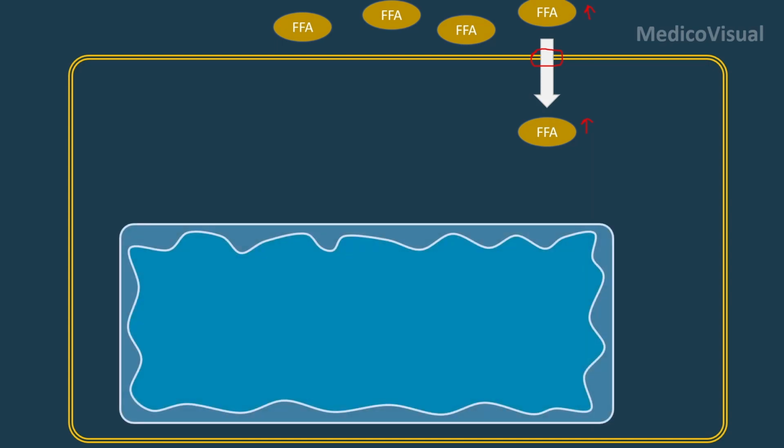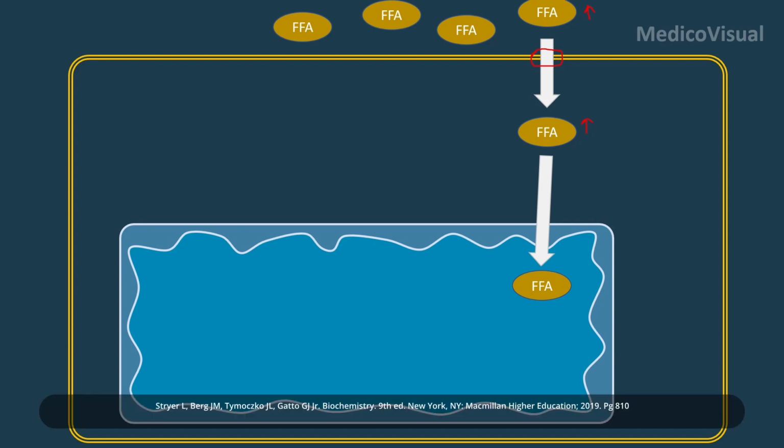So free fatty acids will move into the mitochondria. Inside the mitochondria, they will get oxidized by the process of beta oxidation. We will discuss the details of beta oxidation sometime later, but here, as there is more free fatty acid, they will increase the rate of beta oxidation of free fatty acids because of two reasons.